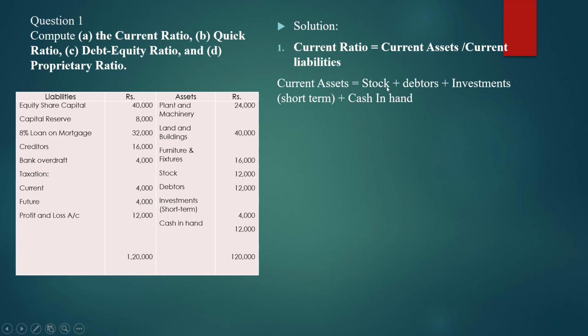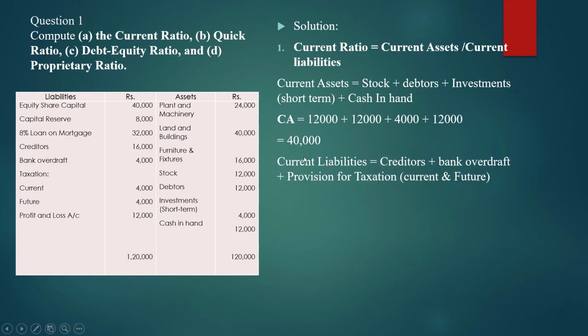So, current assets is stock plus debtors plus investment short term plus cash in hand. Now, investment short term is given, that's why we are taking it under current assets. If investment is given as long term, then we will not consider it as a current asset. Now, stock value is given as 12,000, debtors is 12,000, short term investment is 4,000, and cash in hand is 12,000 rupees. Now, we'll add up all these values to get the current assets. So, we got the current assets as 40,000 rupees.